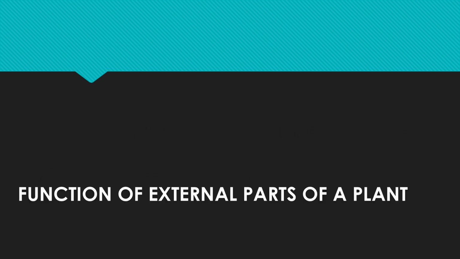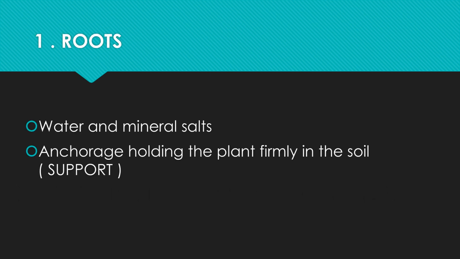Pupils, we move now to functions of external parts of a plant. I am aware all of you know parts of a plant. Roots. The functions of roots are as follows. To absorb water and the mineral salts from the soil. Also roots are very important. They help in anchorage, holding the plant firmly in the soil. That is support. Minus roots, the tree can fall down.